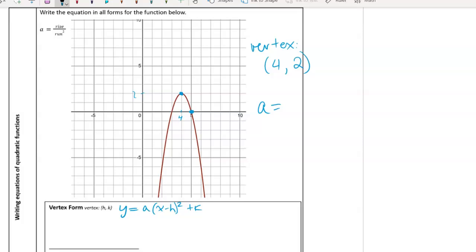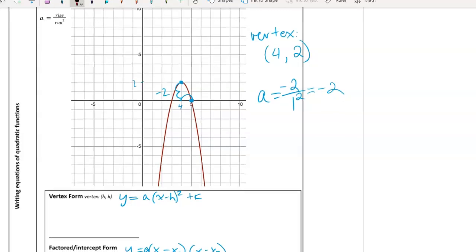So for rise, we go down 2 and we go right 1. So we're going to have negative 2 over 1 squared. Well, 1 squared is just 1, and negative 2 divided by 1 is negative 2. So just like that, we can go ahead and start writing our vertex form. We should have y equals a, which is negative 2, x. We have a positive 4 here, so we're going to have negative 4 inside, and we have 2 on the outside.